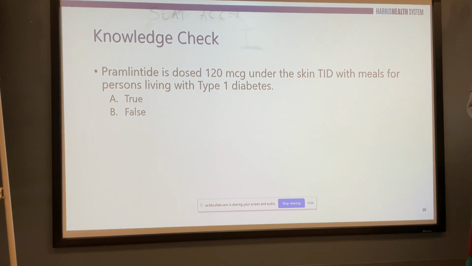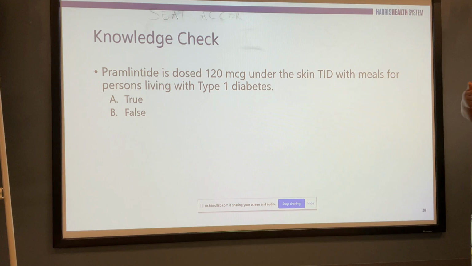So in my practice, let me back up. I've only managed pump patients 2 times. In the time that I've been working in ambulatory care, pumps are usually managed by endocrinologists.